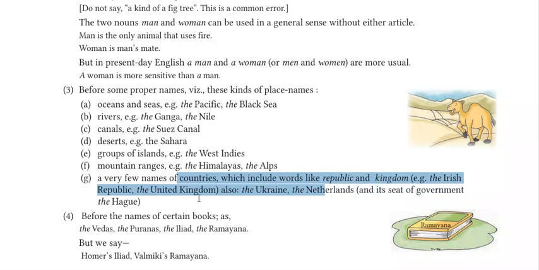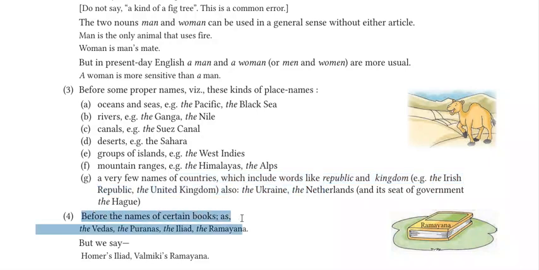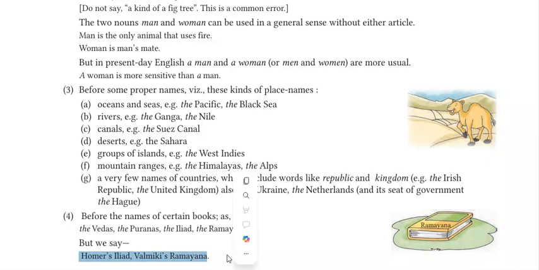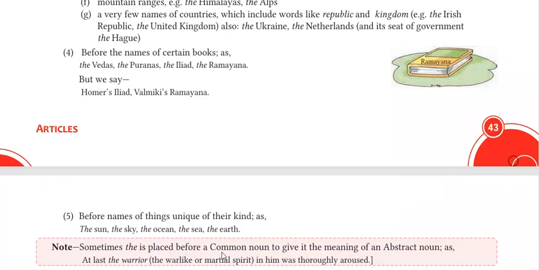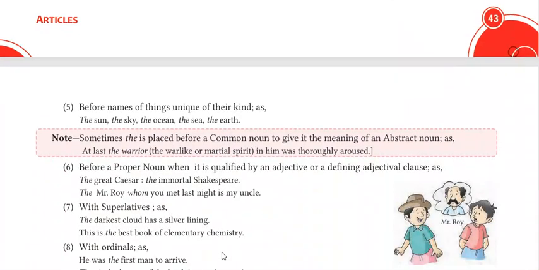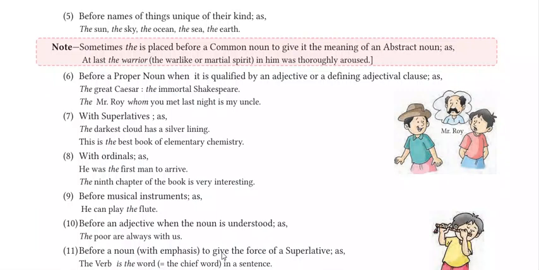So sometimes they also use the. The Islamic Republic of Pakistan, when there is republic, the Islamic Republic of Iran. Also before the names of certain books like the Vedas, the Puranas, the Iliad, the Ramayana. But sometimes we say Homer's Iliad, Valmiki's Ramayana. So it means that with these books we are not using articles. Like in English we have some exceptions. So sometimes we use, sometimes we don't use.